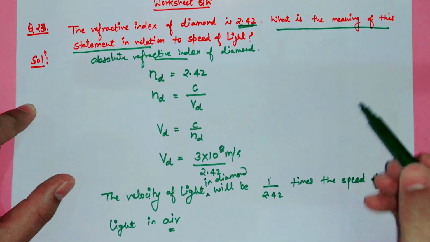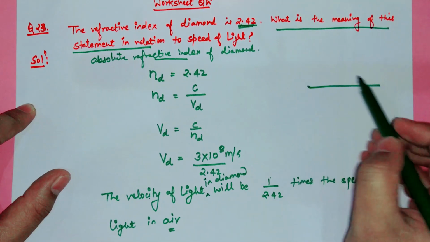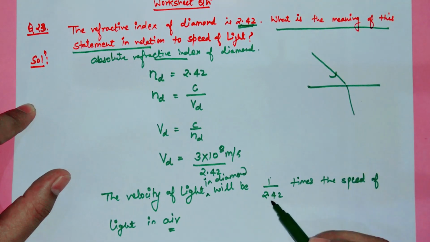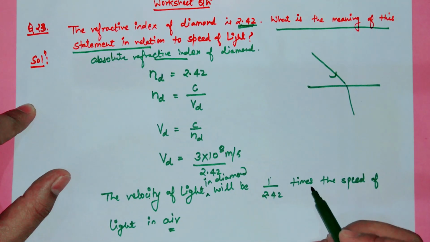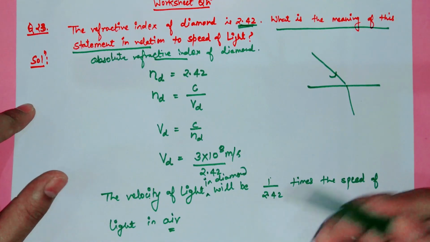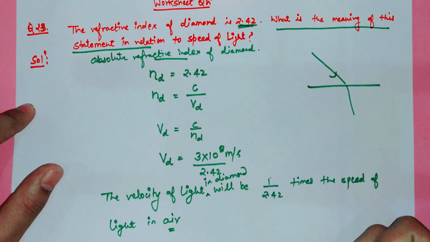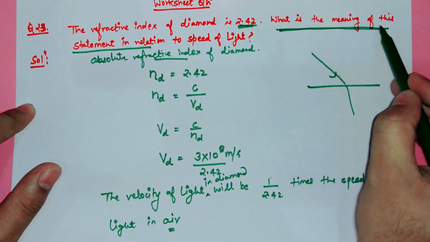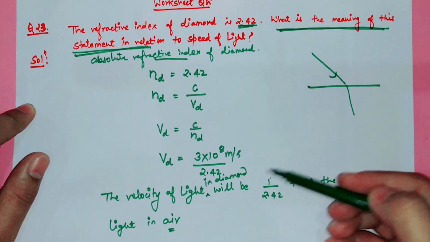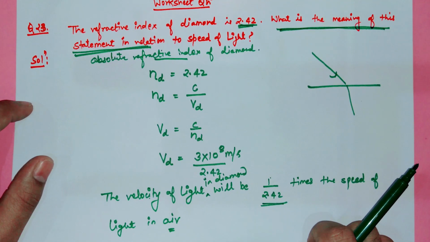This means the speed is decreased whenever light goes from air to diamond. Its velocity will be 1 upon 2.42 times the speed of light in air, meaning 1 upon 2 means half. It is decreased by more than half. Okay, so this is the meaning of this statement, meaning how much the speed of light is increased or decreased. So in this case, the speed of light is decreased to 1 upon 2.42 times.